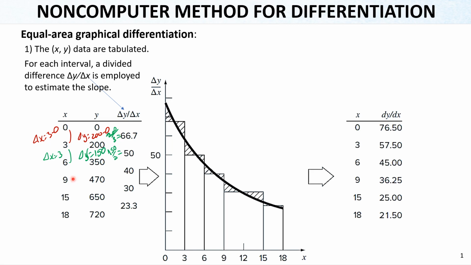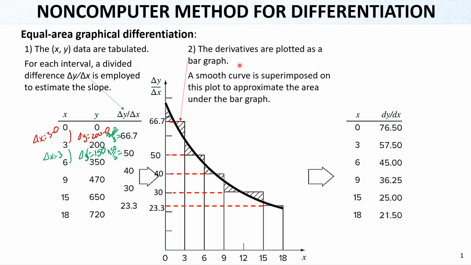And if you continue on this, divide 470 minus 350 by this, you will get this, then here, then here. So you get the delta y divided by delta x values, and these are the estimations of the slopes actually. Once you find these, you draw them into the graph. Basically, we will have this 66.7 here. Just plot them here, then have a bar graph of these delta y divided by delta x values.